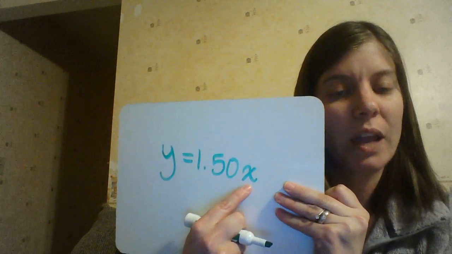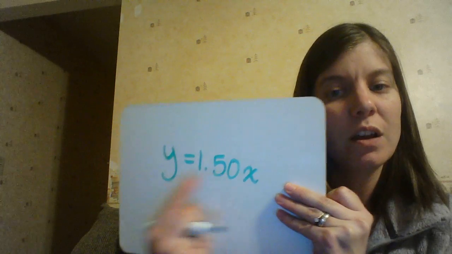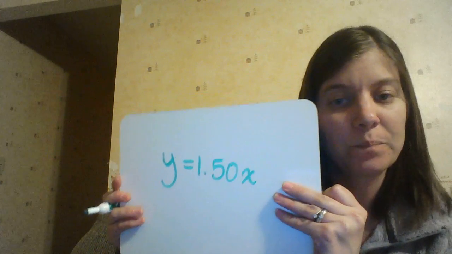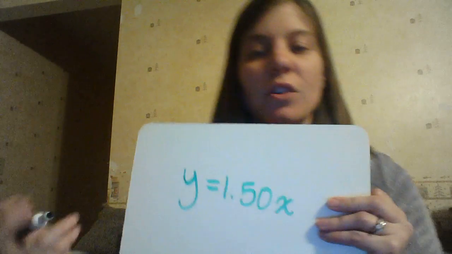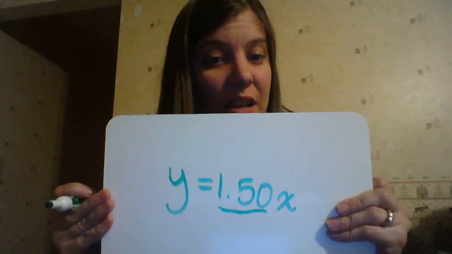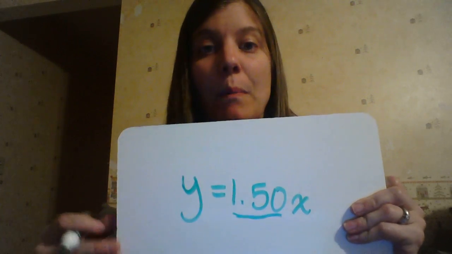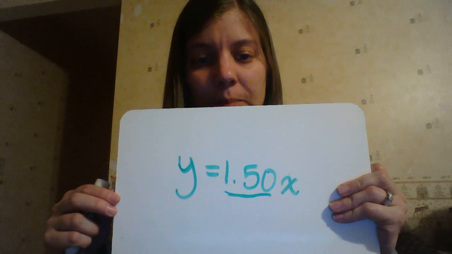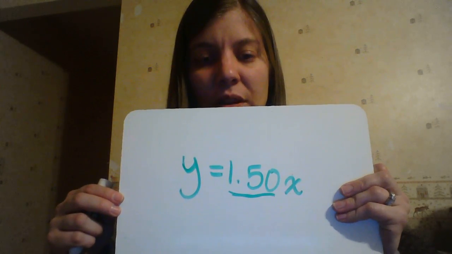So if we bought 2 candy bars, $1.50 times 2 would be $3. That would be our Y. That's how far up our cost would go. Okay? So these are equations. So this number is telling you your constant of proportionality, your unit rate, how much for one of something. So that is an equation when we're talking about graphs.